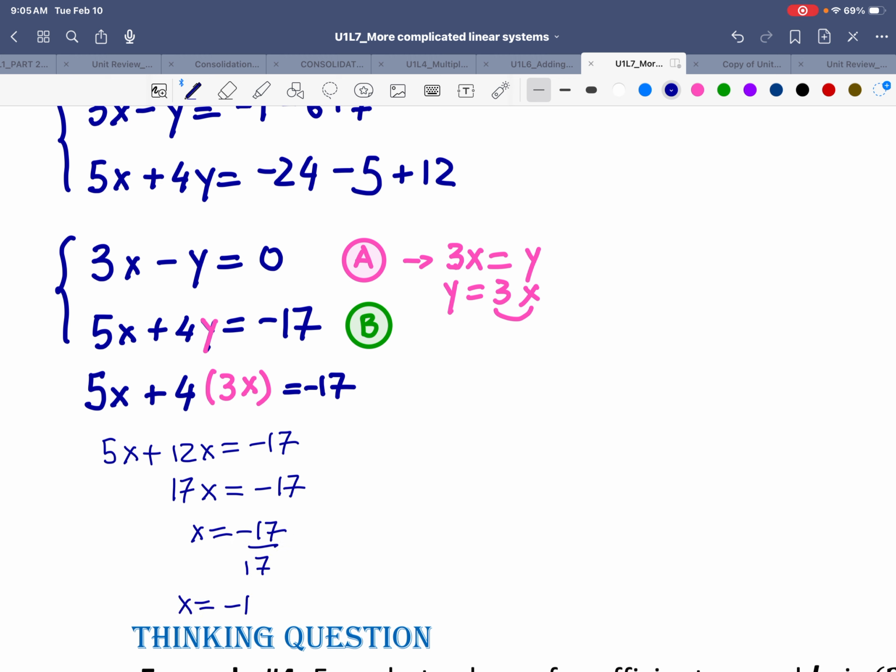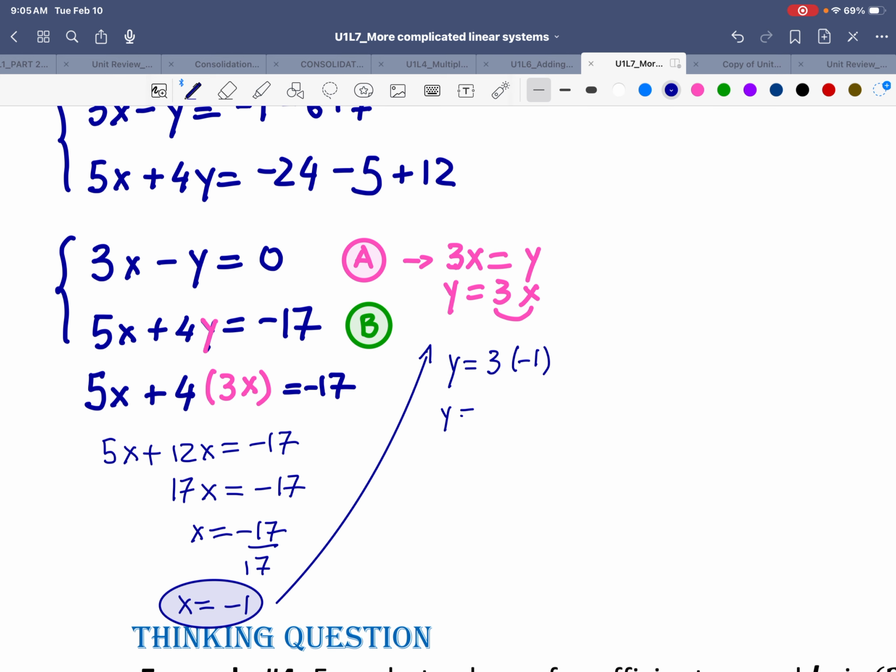So with the x value found now of -1, I am going to determine the value of y. And for this, I'm simply going to go back to my equation A, 3 times -1.